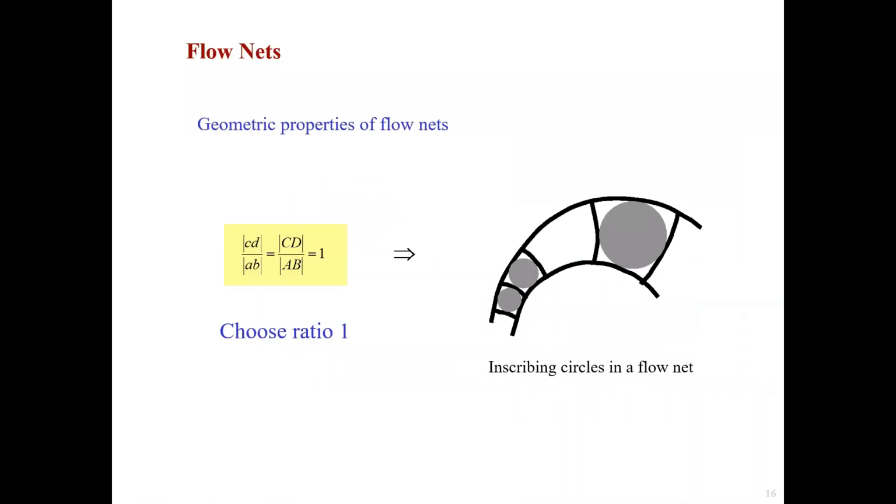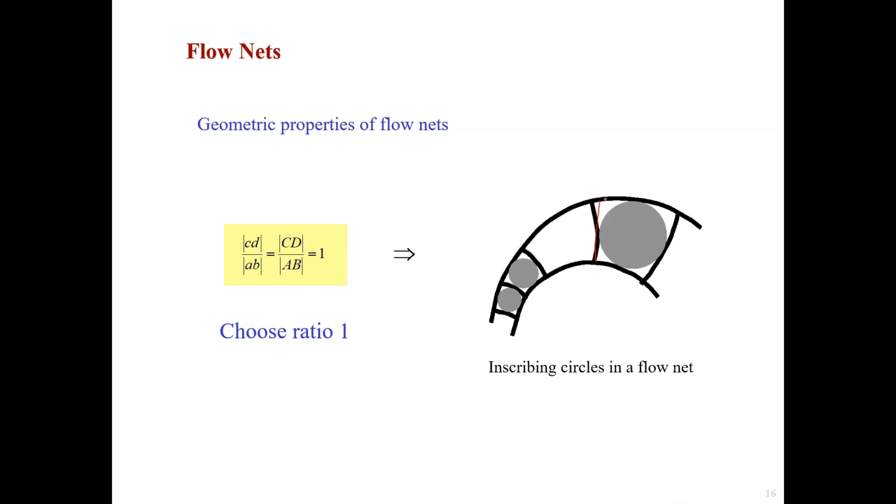So in drawing the flow nets by hand, it's usually drawn so that each flow tube carries the same flow. So the head drop between the adjacent equipotentials is equal. In these cases, all elemental rectangles will be similar. It's usually most convenient to draw the net so that the rectangles are square.